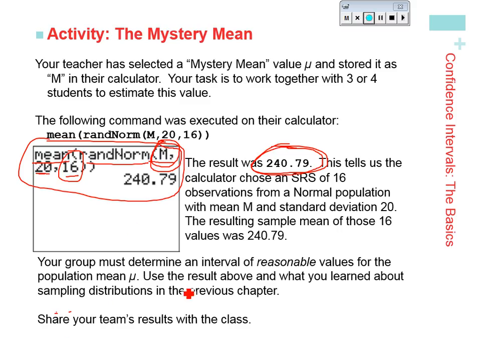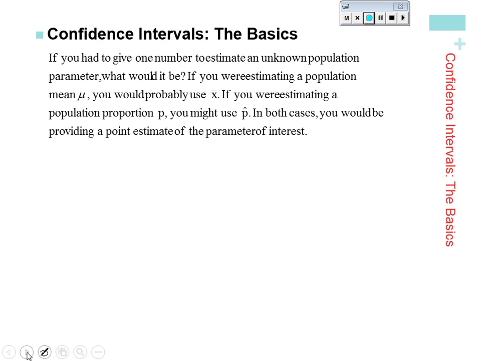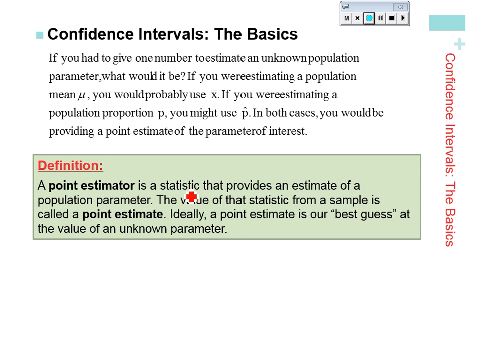We're going to reference this in a couple of examples that we're going to look at moving forward. Some terminology that's involved with confidence intervals, one of which is what's known as a point estimator, and that's a statistic that provides an estimate of a population parameter. The value of that statistic is what's called a point estimate. Ideally, a point estimate is our best guess at the value of an unknown parameter.